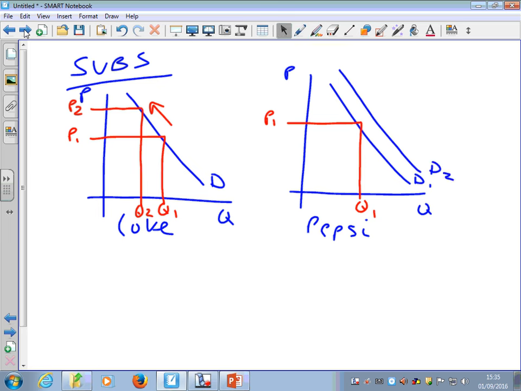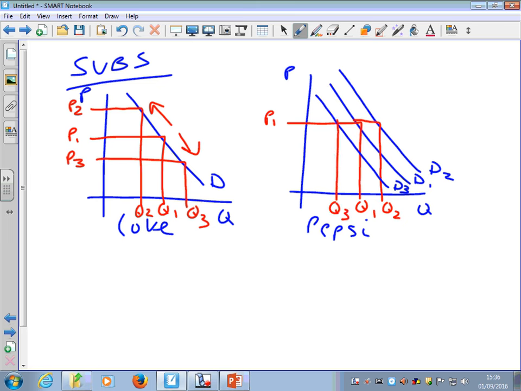Let's think about what that means. At the same price of Pepsi, more people are now more willing and able to buy Pepsi, all because Coca-Cola has become more expensive. If Coca-Cola were to lower their prices down to P3, more people will buy Coca-Cola. And what you've got to assume is because Coke is now cheaper, the demand for Pepsi will start to fall. People are now less willing and able to buy Pepsi, even though the price hasn't changed.